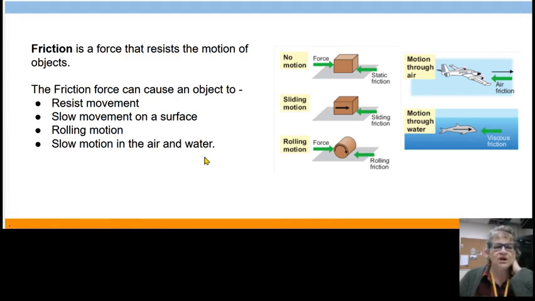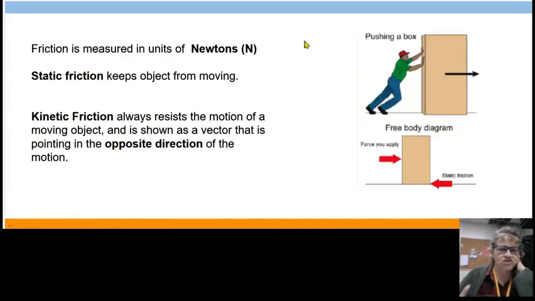Friction is measured in units of newtons, so it's a force. It's just like any other force. The difference is that it's a special type of force. Friction force comes in two types.